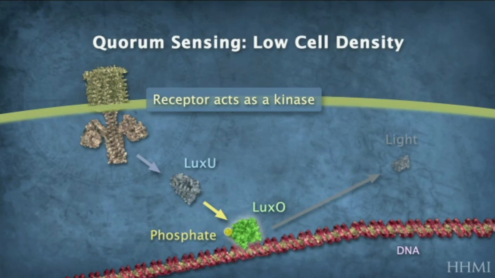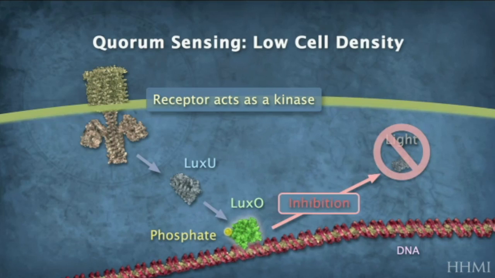So this is how the bacterium has connected the outside world to gene expression. It's through a kinase, a phosphorylation cascade that ultimately impinges on this protein LuxO. And when LuxO is phosphorylated, so when it has that phosphate on, its job is to shut off quorum sensing. So it shuts off light and it shuts off all the other quorum sensing genes. So at low cell density, phosphate flows to LuxO, quorum sensing is shut off, there's no light.